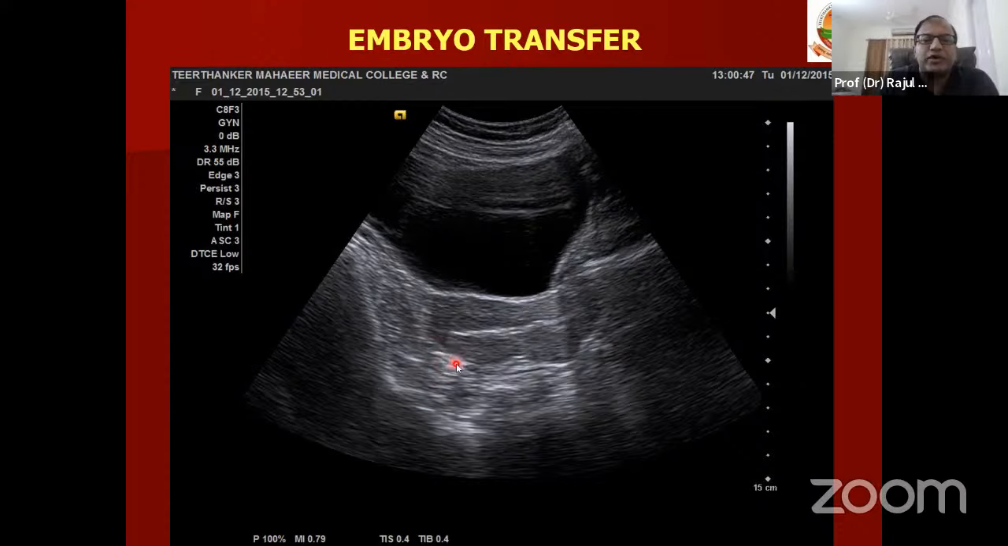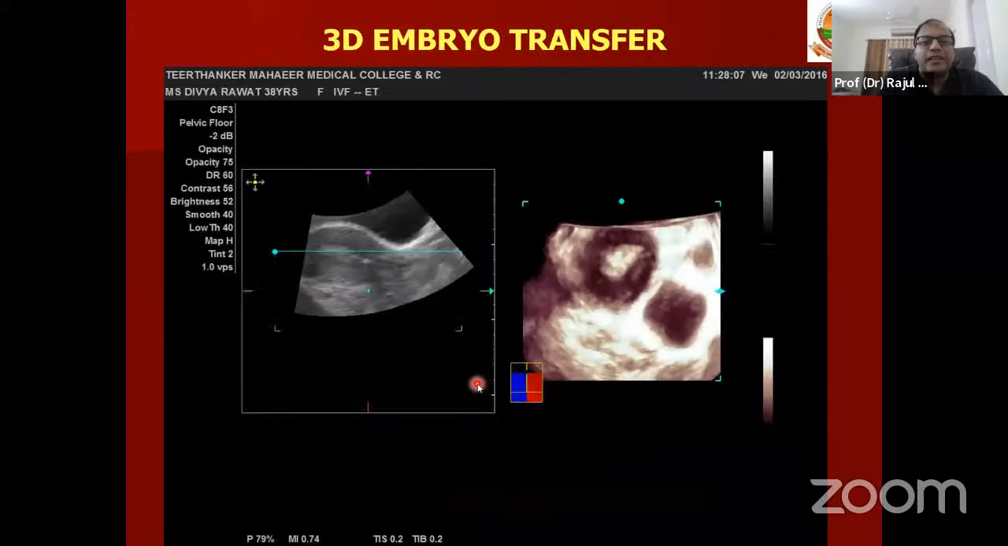This is just to avoid the reflux of this blastocyst containing fluid into the tubes, because if it refluxes there and gets implanted there, the risk of ectopic pregnancy will be there. So that is the reason that IVF is associated with a higher incidence of ectopic pregnancies, because whatever we are injecting, even though it is with a very low and controlled pressure, we are still doing it with a pressure technique.